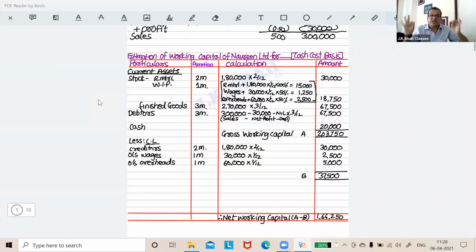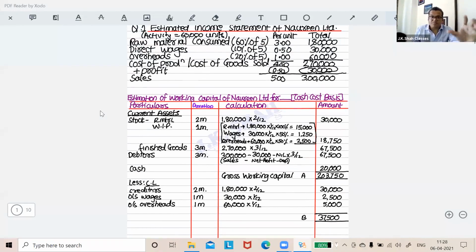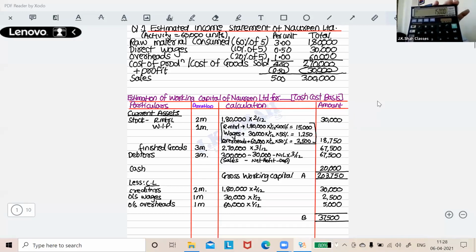Okay, what is the only thing that is going to happen? A little new, you can say. See, WIP working. What is told about WIP working? 100% of raw material. WIP duration is how many months? 1 month. Okay, so 180 into 1 by 12. Understand that, so basically divided by 12. So raw material is 15,000. What do you expect, that in your WIP, 15,000 of raw material will be kept aside?